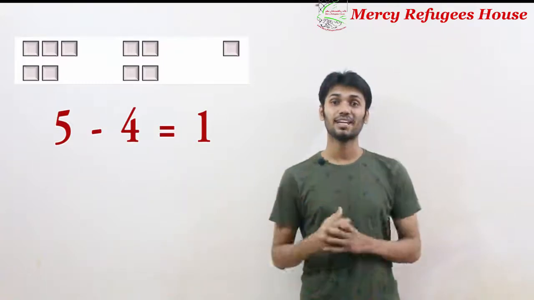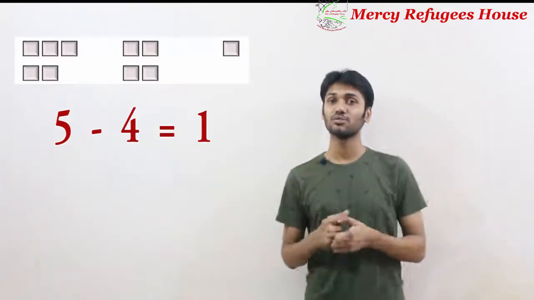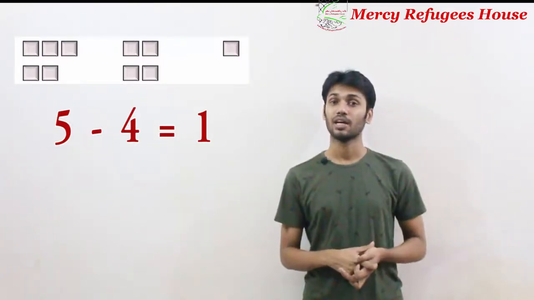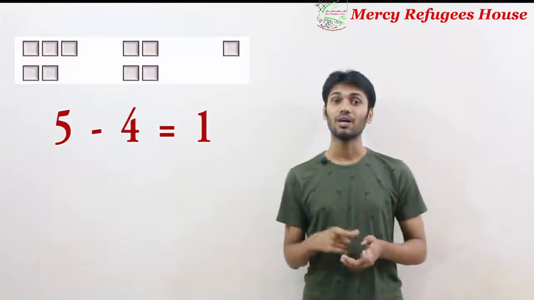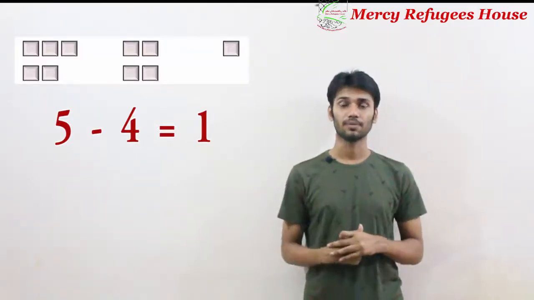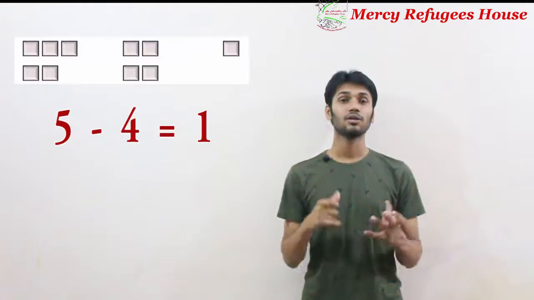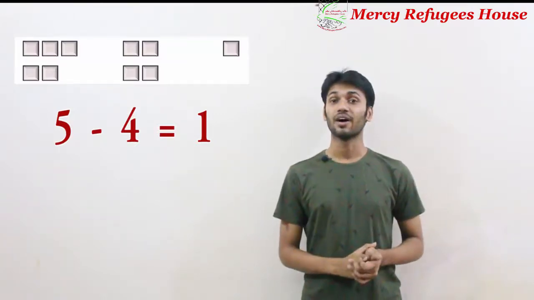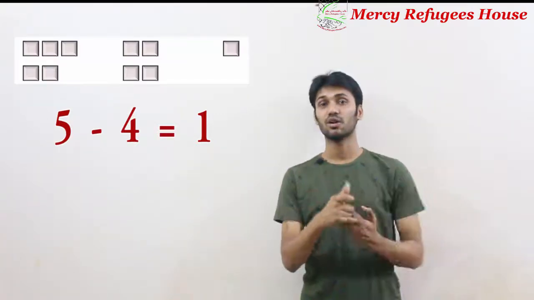So I have got 4 as the smaller number and I need to reach 5. I should add only 1. 4, after that it comes 5. So what's the answer? The answer would be 1. Or the other way, 5 minus 4, you just count back.